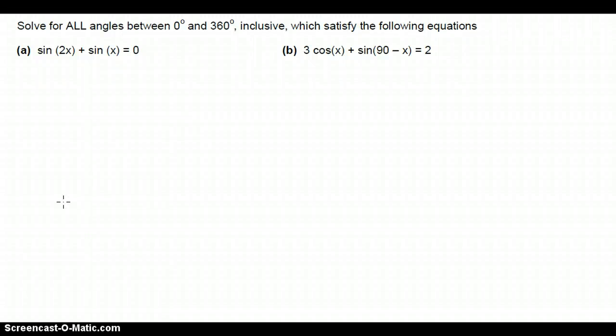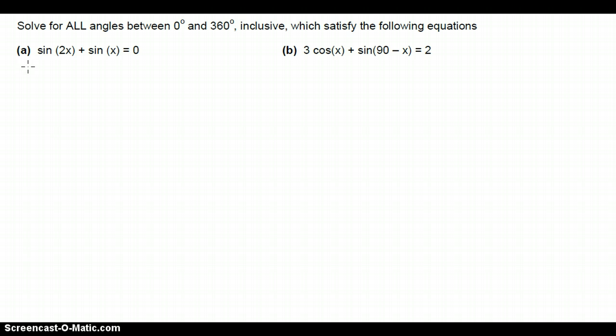Hi there, in this video I'm going to show you how to solve trigonometric equations involving sum and difference identities and double angle identities. There is really no difference in solving equations involving double angle identities and sum and difference identities with the basic equations that we have solved before. The only difference that you'll see here is that you need to simplify some expressions using the new identities.